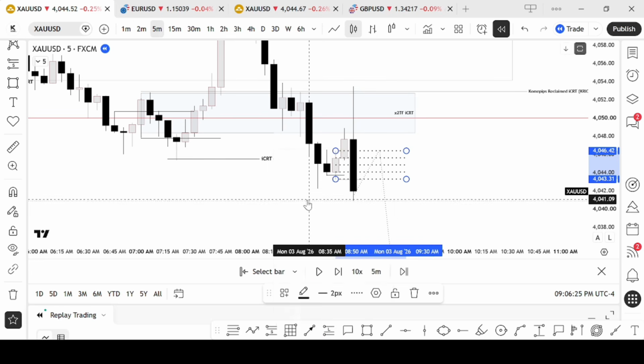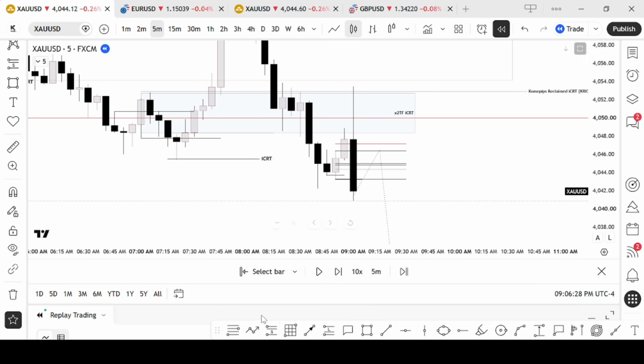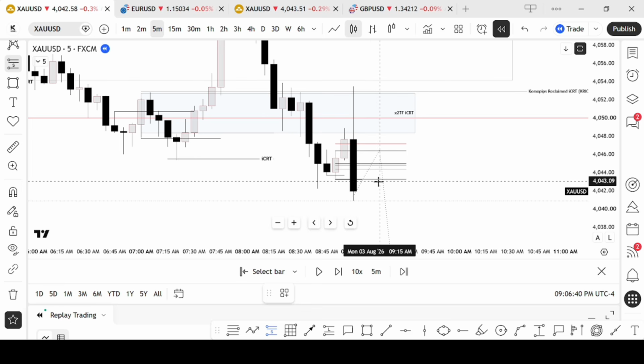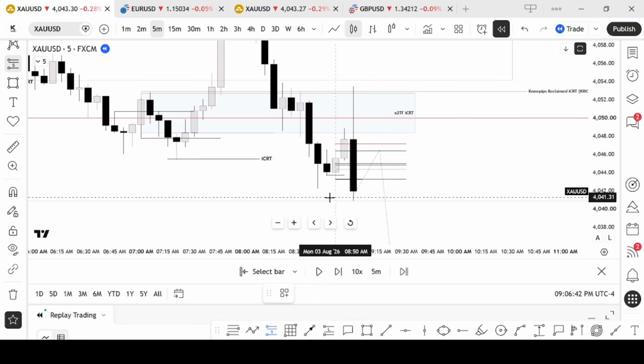All right, we're going to enter right there. Your entry can be here, it can be 50%. All right, and of course, the most important thing is just to know where price wants to go.